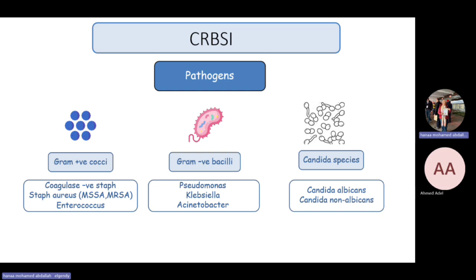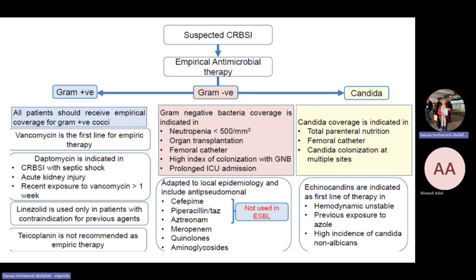We have to select the antimicrobial according to the suspected organism. But if the patient has a suspected CRBSI, to start, all patients should receive empiric coverage for gram positive. Vancomycin is the first line for empiric therapy. We could shift to daptomycin if the patient with CRBSI has septic shock, has acute kidney injury, or has previous exposure to vancomycin for more than a week.